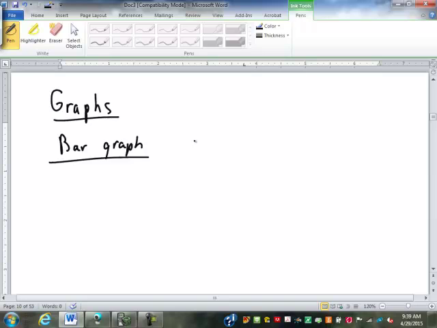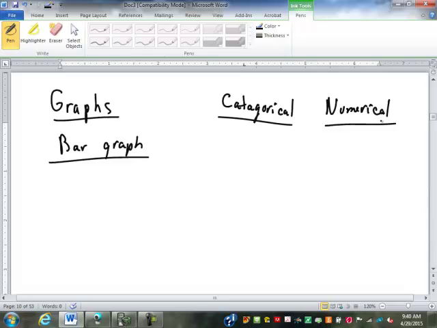A bar graph typically is used for one of two things. Well, there's two different types of data we gather. We have categorical data and numerical data. Numerical just means the result. When we're gathering data, we're asking a question, and the data itself is classified by what the answer to that question is.